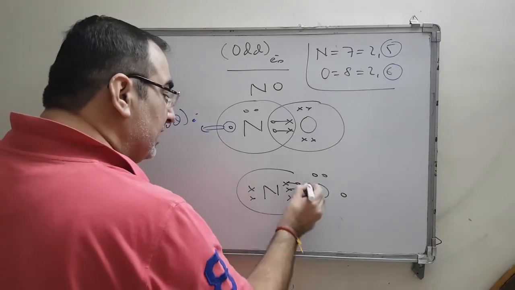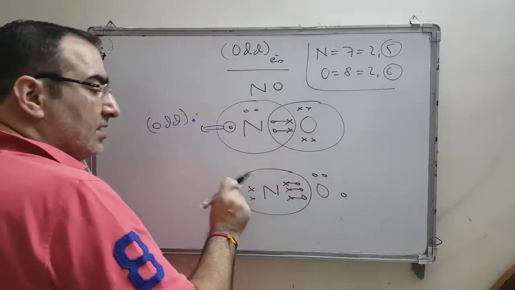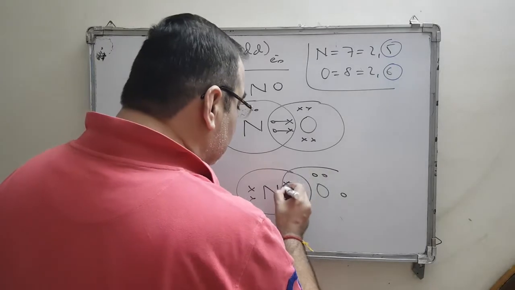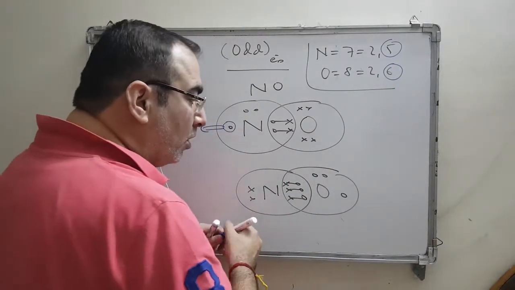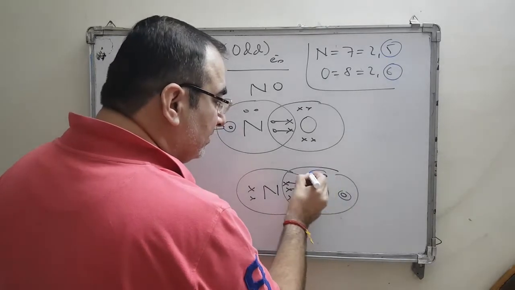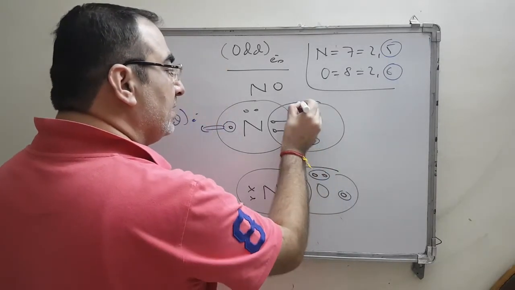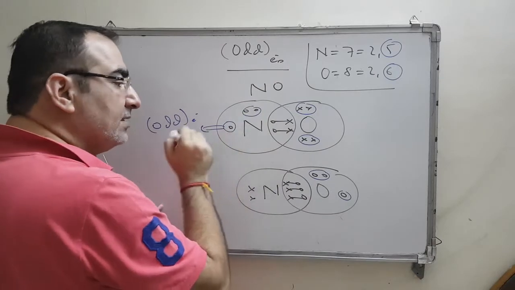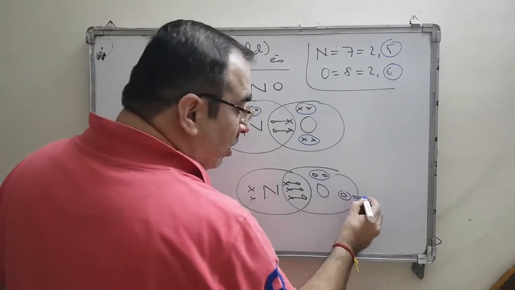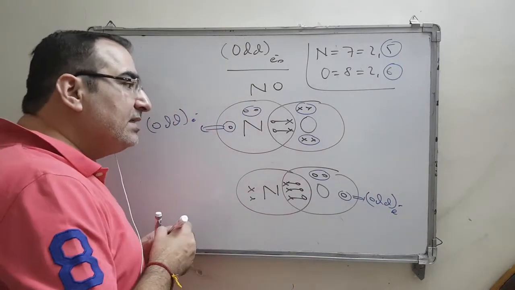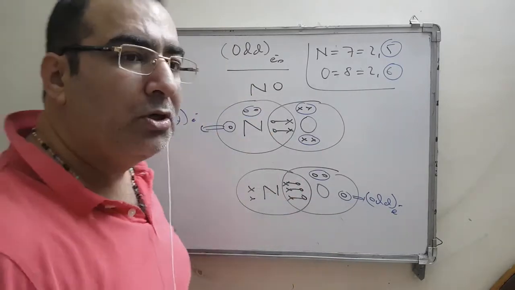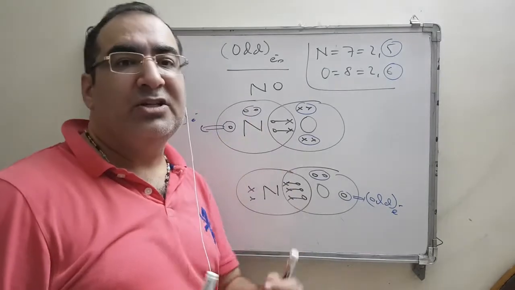Now in this particular form, nitrogen has 8 electrons but oxygen has 9 electrons with this odd electron. This is a lone pair, this is a lone pair, this is a lone pair, this is a lone pair, and this is the odd electron. So this odd electron will now be on the oxygen atom. The problem is that in these 2 electron dot structures, only one structure is correct.